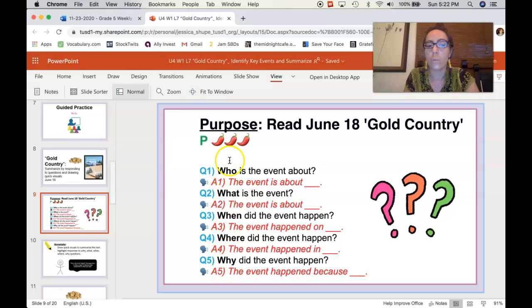So we have our 5 question words here. Who is the event about? Your answer frame is, the event is about. Question 2, what is the event? Your answer frame, the event is about, and make sure this is the what, not the who. Question 3, when did this event happen? Your answer frame, this event happened on. Question 4, where did the event happen? Your answer frame, the event happened in. And lastly, question 5, why did this event happen? Your answer frame, the event happened because.